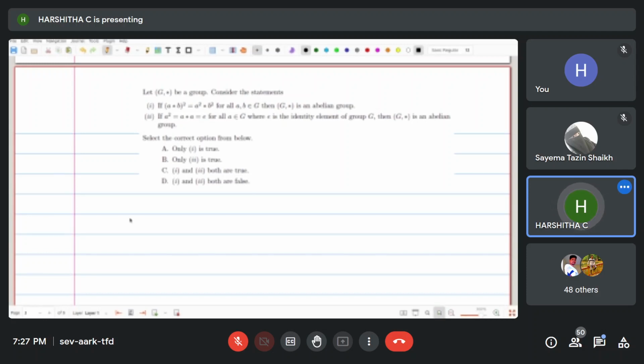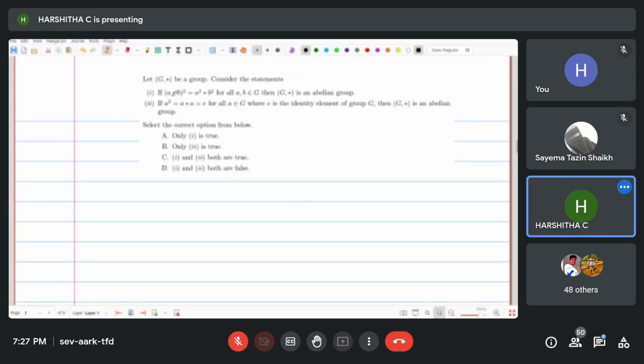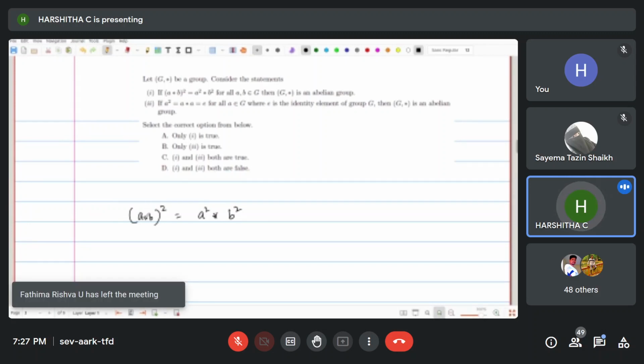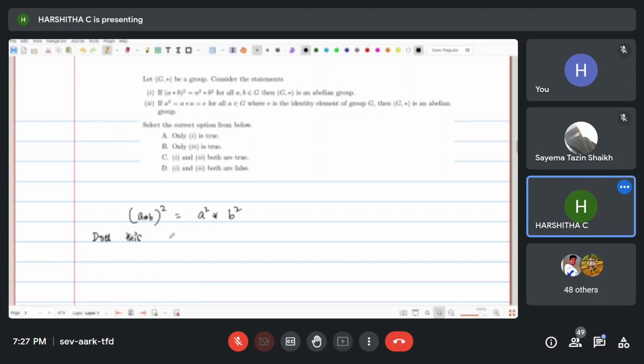Okay, we have a group G, star, and we have two statements. We have to verify which of them is true and which of them is false. The first statement says (A star B) square equals A square star B square. And the question is, does this condition imply that the group is abelian? That is, does this condition give A star B equal to B star A?